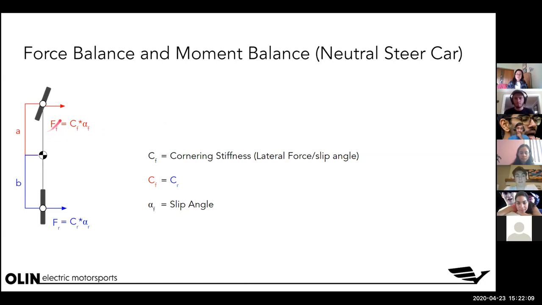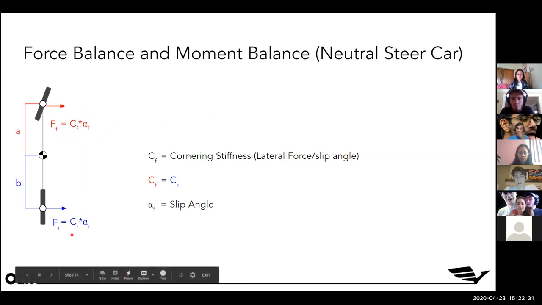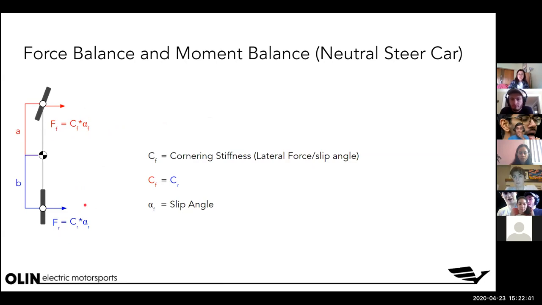So that means that the tire force being generated is equal to the cornering stiffness, which again is a constant value in lateral force per slip angle, times the slip angle. So cornering stiffness times slip angle gives us our lateral force. When we're in a turn, our front tire is producing some amount of force caused by its slip angle, and the rear tire is producing some amount of force caused by its cornering stiffness times some slip angle. For this case, we're going to assume that the cornering stiffnesses of the front and the rear tires are equal to one another. They're the same.